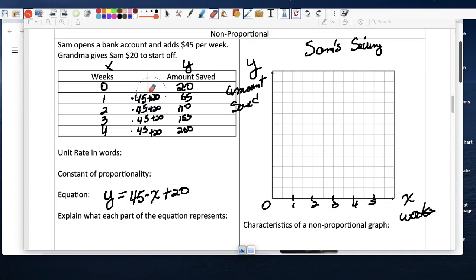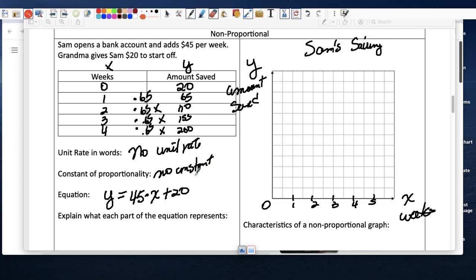Now, going back to the previous question here, is there a constant of proportionality? Are we multiplying each ordered pair's x coordinate times the same value? If that was true, how does 1 become 65? 1 times 65. So this would be times 65, times 65, times 65. And you know that's not true. It's not true here, it's not true here, because there's no way 4 times 65 is 200. So, is there a unit rate? No unit rate. Is there constant proportionality? No constant proportionality.